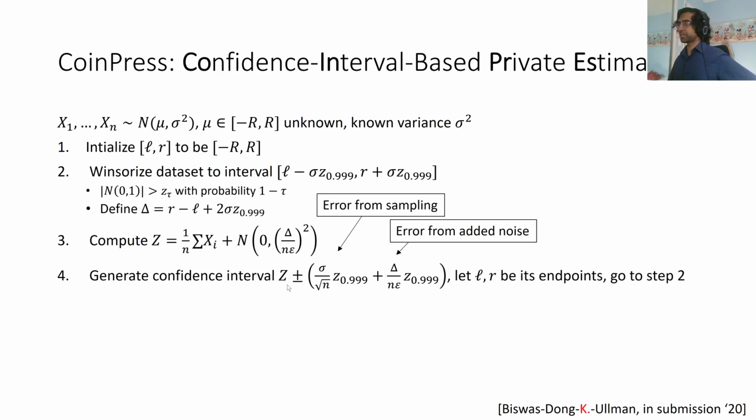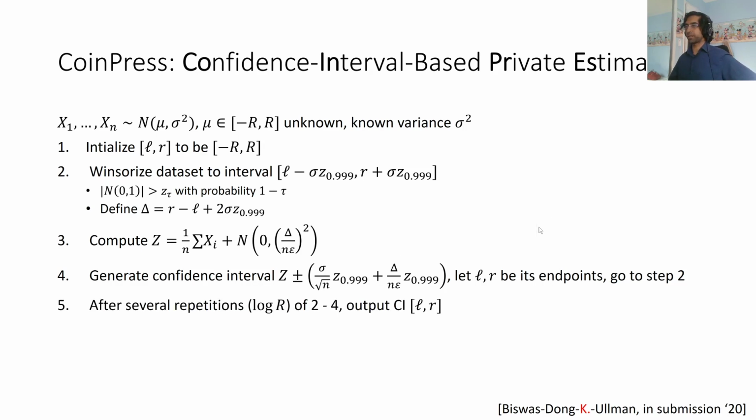So essentially, if we build this confidence interval which accounts for both types of noise, then we have a high probability guarantee that the true mean will lie within this interval. So that's great. We're going to let L and R be the endpoints of this new interval, which, given our parameter setting of n, will hopefully be narrower than before. And then we return to step 2, where we do the same thing again. Winsorize, noise, confidence interval. That's the whole algorithm.